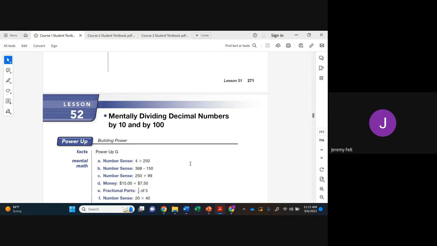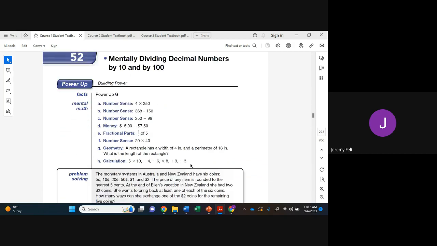Okay, and we're mentally dividing decimals by 10 and 100. The nice thing about anytime it's base 10, 10, 100, 1,000, and so on, we just have a 1 and a bunch of zeros. We know when we're multiplying or dividing, we're really just moving the decimal place. If we're multiplying, we're moving it to the right based on how many zeros we have. If we're dividing, we're moving it to the left.